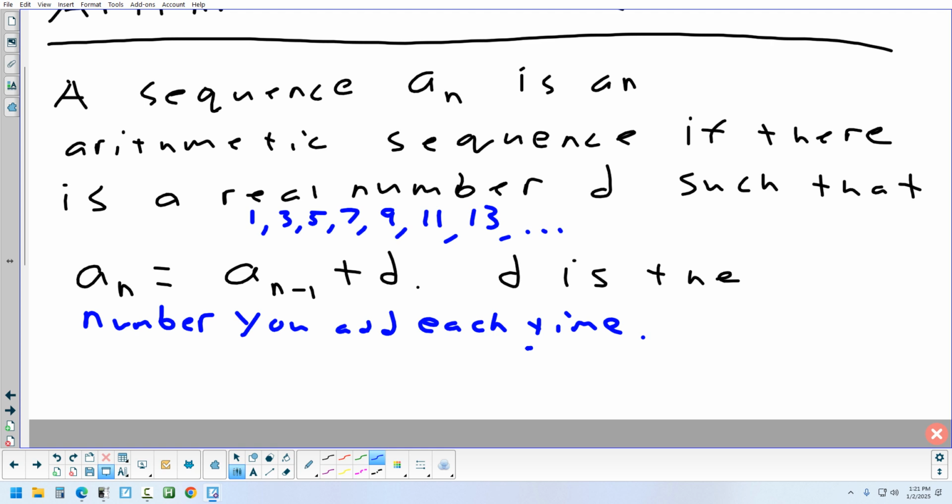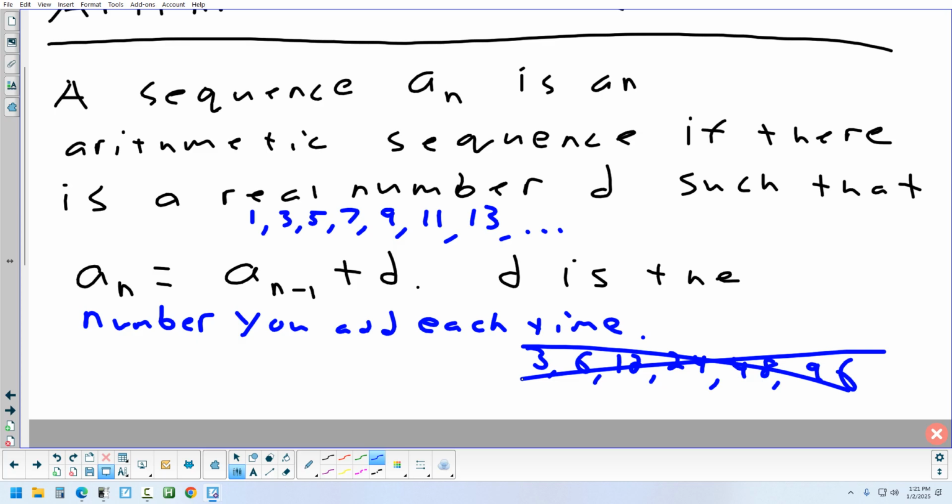How about something like this? Am I adding the same number each time? No. The first one is a plus 3, but then it's a plus 6. So I'm not adding the same number each time. That is not arithmetic. It is something else. Does anybody see what the pattern is in that one? Multiplied by 2. Right, the pattern is timesing by 2. That'll be the last one we talk about. So that is not arithmetic. For arithmetic, you need to add or subtract.